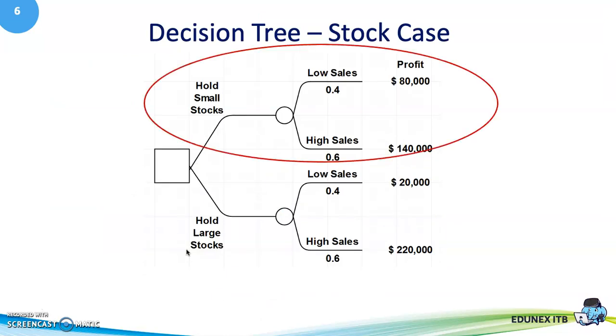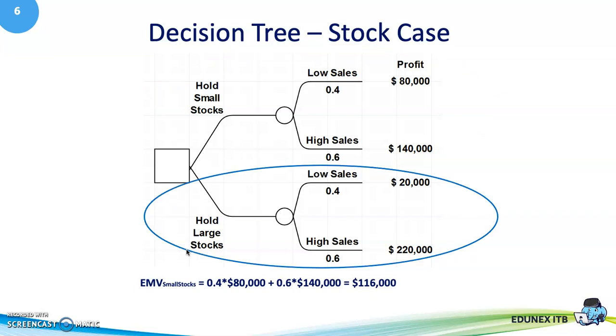First, if you hold the small stocks, then we calculate the expected value here for the small stock: probability of low sales 0.4 multiplied by the profit 80,000 plus 0.6, the probability of high sales, multiplied by the profit $140,000. So we got $116,000.